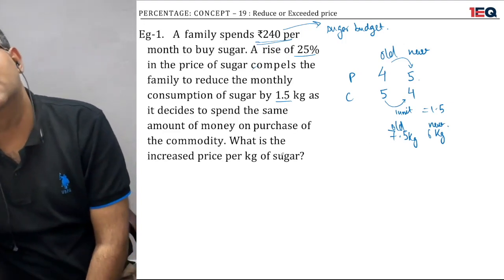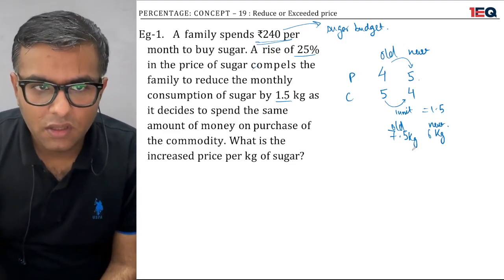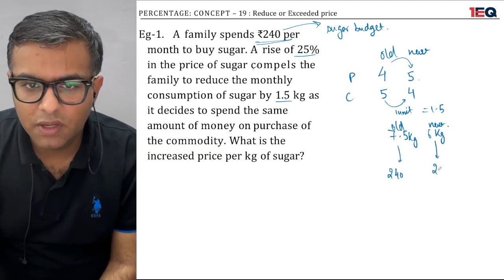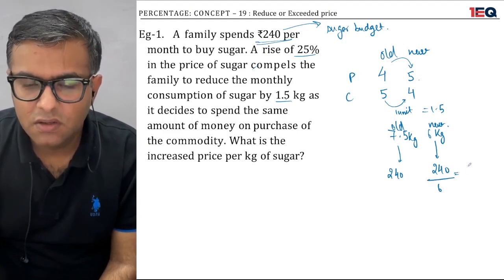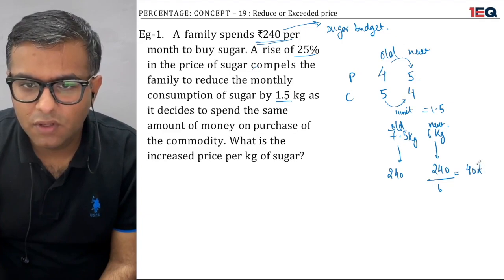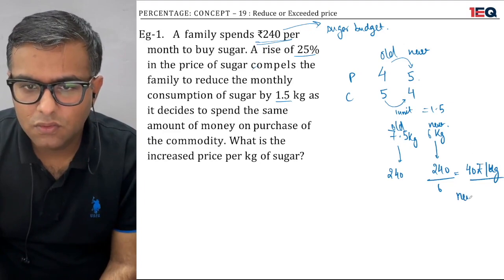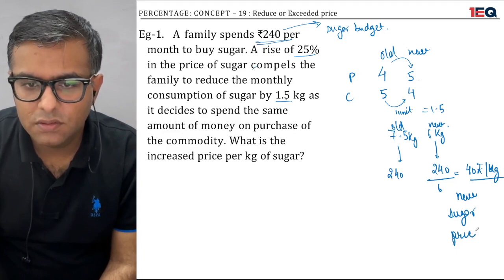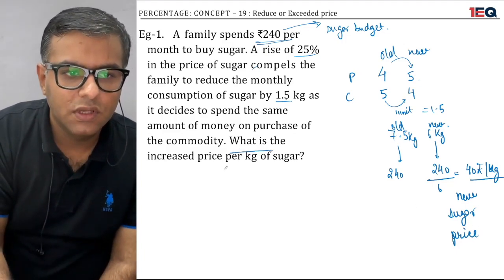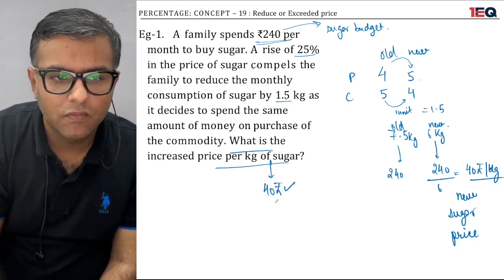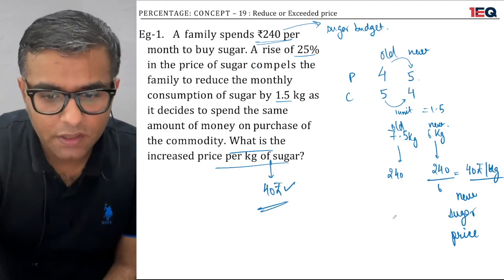Now, what is the increased price of sugar per kg? In the past, they were paying 240 rupees here. In the present, they are again paying 240 rupees here. So this 240 rupees divided by 6 would make 40 rupees per kg as the new sugar price. Okay, so the increased price of sugar is 40 rupees per kg. I hope you get it. Let's move on.